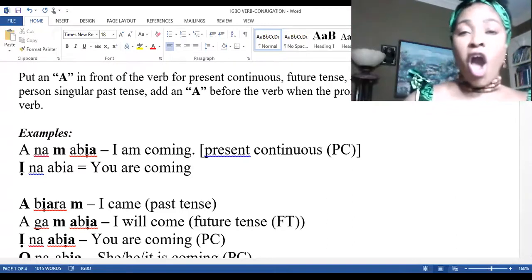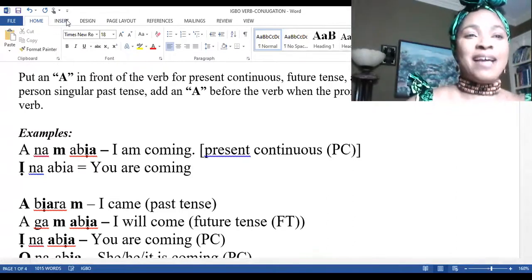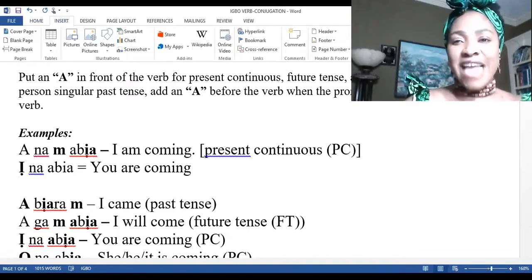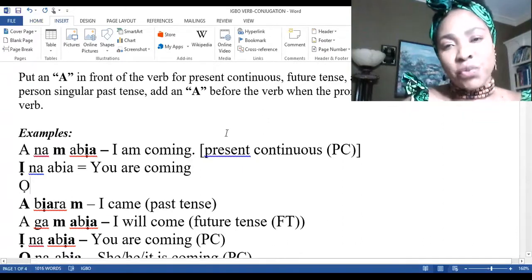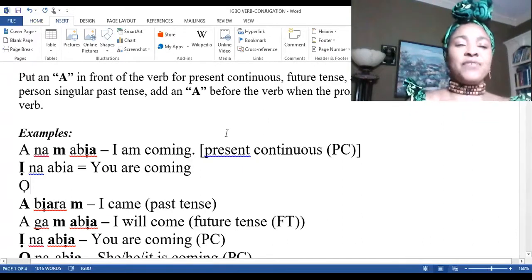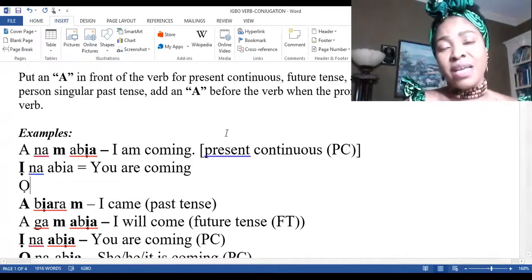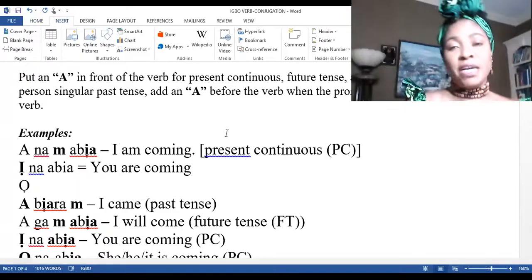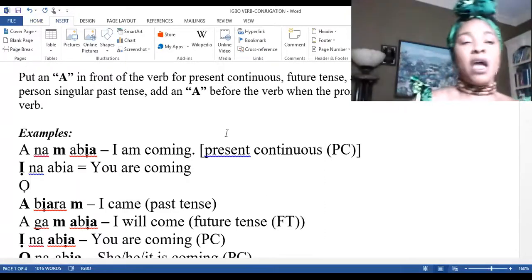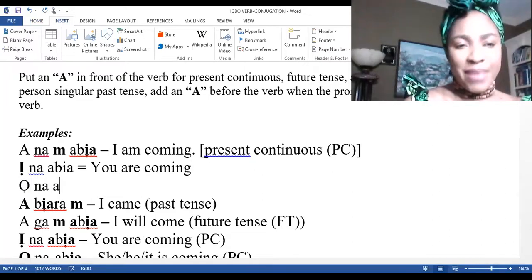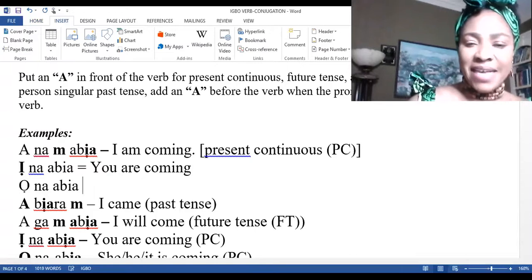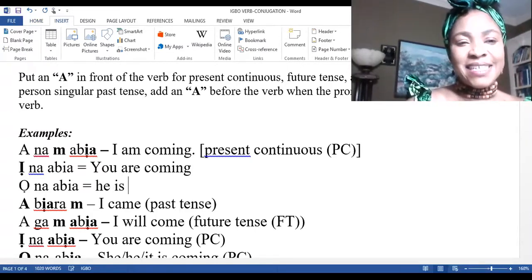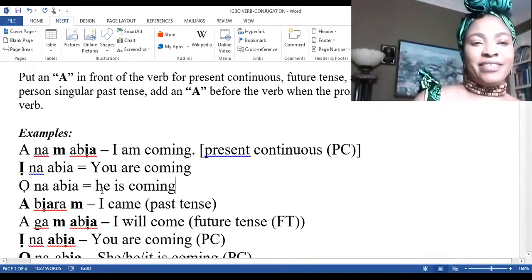Now when you want to say she or he, so let's say he is coming. Ọ na-abịa. Please pay attention because I would like to see you using this word. And another thing is this: if you come to class and you don't use these words, you tend to forget them, but you have to use them. Ọ na-abịa. It means he is coming.